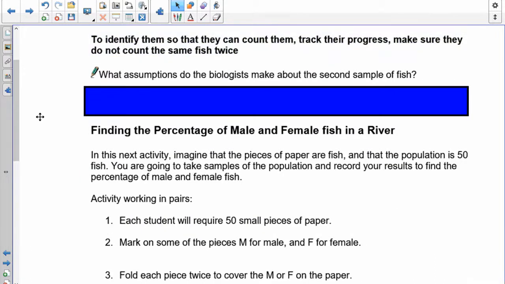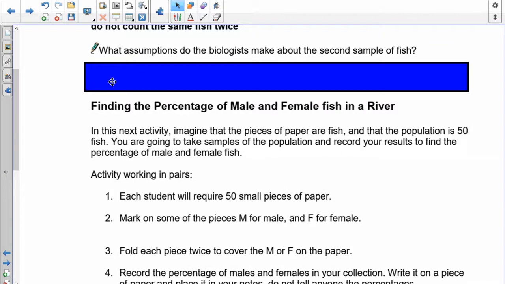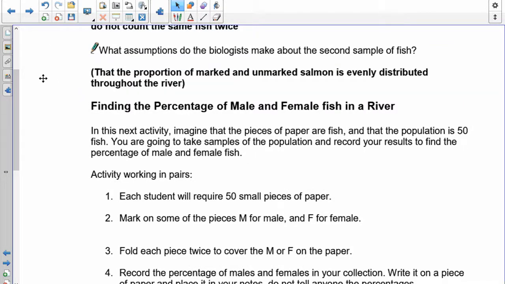So what assumptions do the biologists make about the second sample of fish? They're assuming that the proportion of marked and unmarked salmon is evenly distributed throughout the whole length of the river, and that one place in the river doesn't have more and another one doesn't have less.